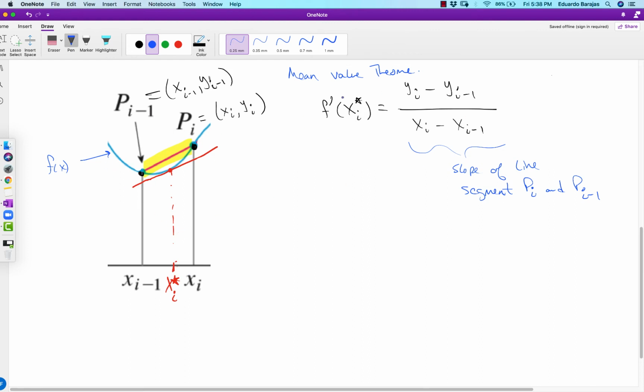Another way of presenting this is to multiply both sides by the denominator. The most common way of saying this is that y sub i minus y sub i minus 1 is equal to f prime of x sub i star times x sub i minus x sub i minus 1.